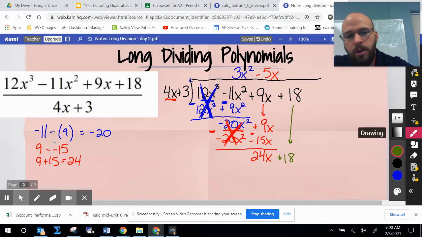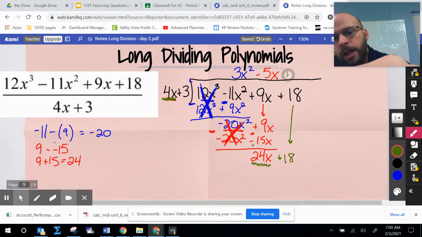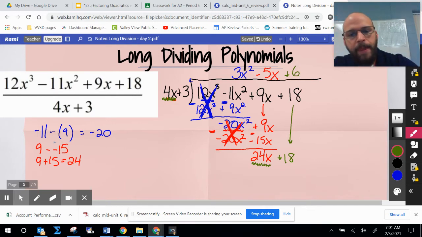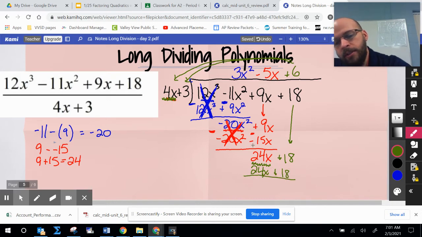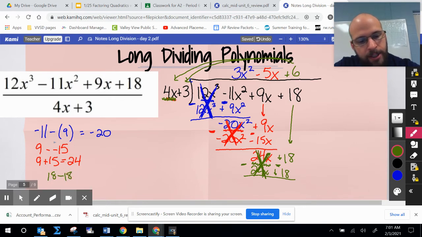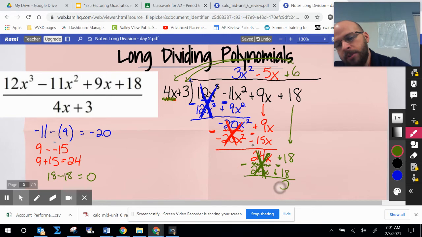So same procedure. I have a 4x. I want to match it to a 24x. So I'm going to multiply it by 6. 6 times 4x is 24x. 6 times 3 is 18. If I subtract, 24 minus 24 is 0. And then off to the side here, I'm going to have an 18 minus 18, which also happens to be 0. So now normally this number on the bottom is my remainder.